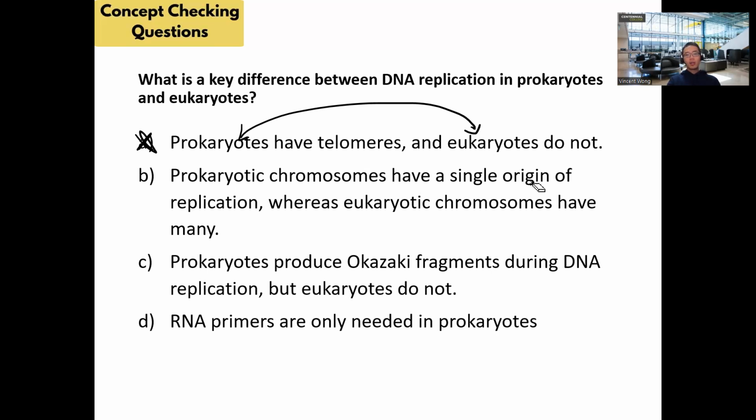Prokaryotic chromosomes have a single origin of replication, whereas eukaryotic cells have many. That sounds about right, but let's check the other ones. Prokaryotes produce Okazaki fragments during DNA replication, but eukaryotes do not. We both do; both of us will have Okazaki fragments. And primers are needed for both prokaryotes and eukaryotes because the same situation occurs: polymerase 3 does not know where to start. The primer will help us position it. So the correct answer is B.